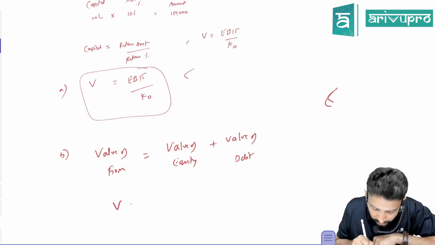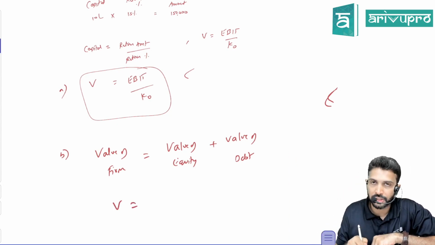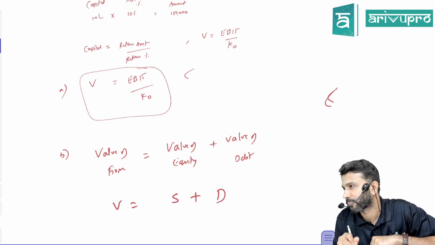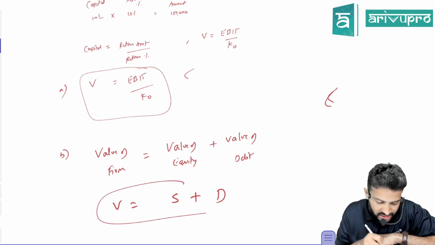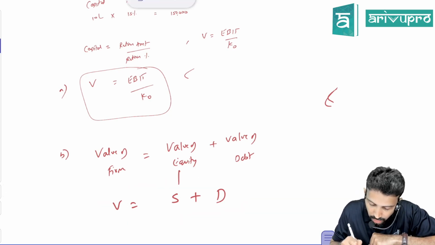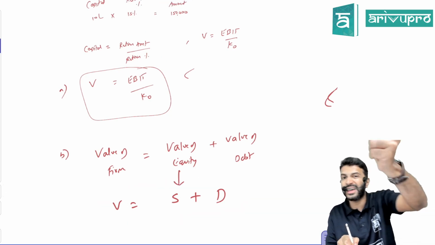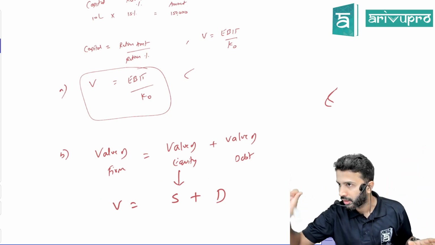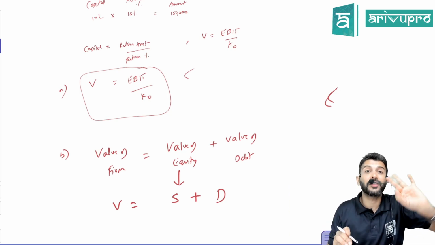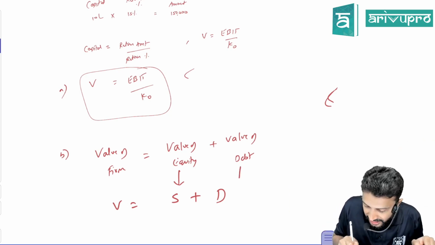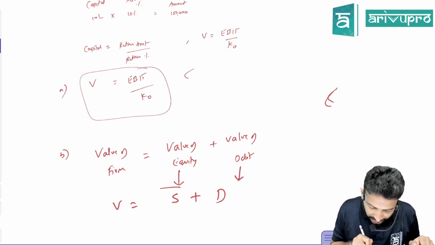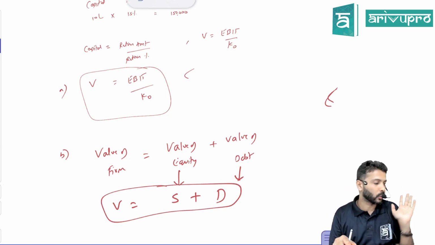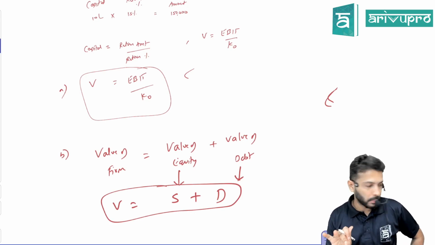So another way, if you want it in alphabet notation, the value of the firm is written as S plus D. S here stands for value of equity. Value of equity is denoted by the symbol S. Don't ask me why S. I did not do it. It's not Sandesh for sure. It's value of equity. Okay. D stands for value of debt. So add these two, and you're going to get the value of the firm. Then, sir, that is the second one you need to remember.